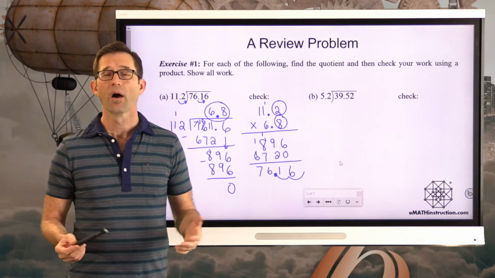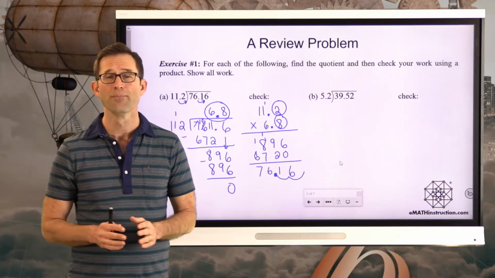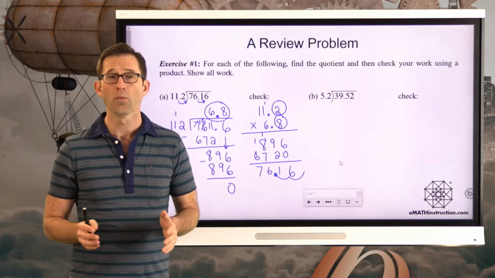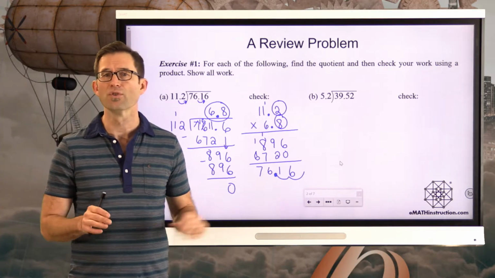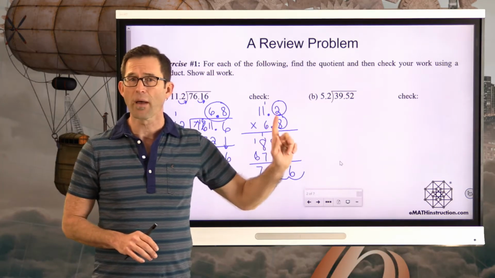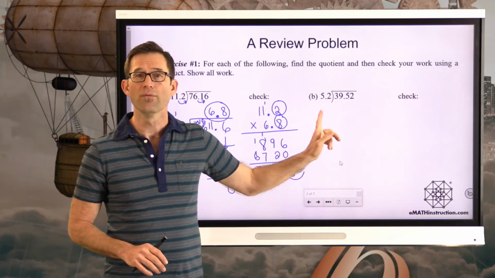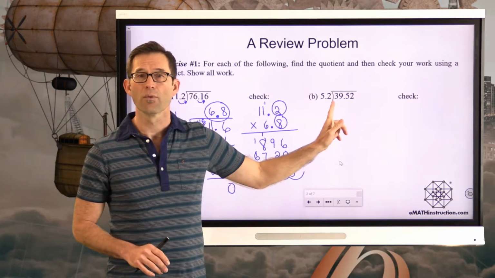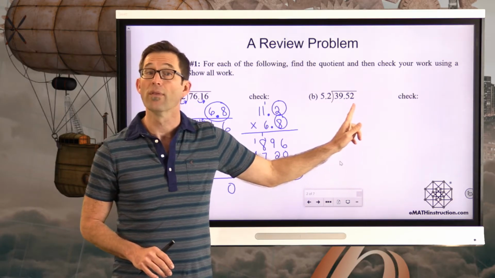Now notice, I never mentioned anything about terminating decimals versus repeating decimals, etc. If the decimal repeated, it would be very difficult, maybe not impossible, but very difficult to do the check mathematically with multiplication. So we expect our decimals at least here to terminate. So here I've got 39.52 divided by 5.2. I'm going to move that decimal place 1 unit to the right there to give me 52, and I'll move it 1 unit to the right there as well.